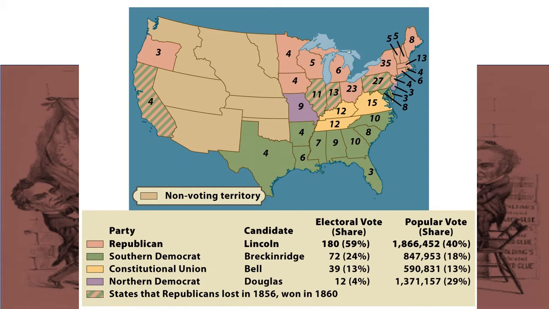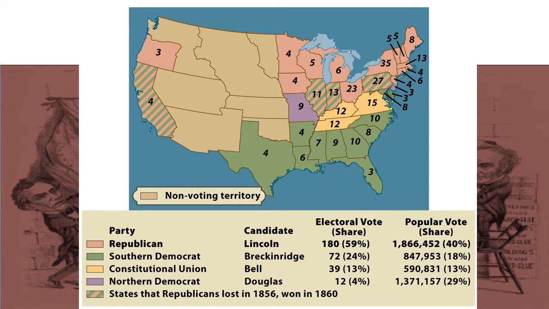Like, for example, Bell does well in Virginia, which you would expect to go for Southern Democrat. But many Virginians apparently want to compromise and save the Union. They are, after all, next door to the North. So is Kentucky, even Tennessee. And Douglas, who is from the North, only wins 1 northern state. And not his home state, in fact.